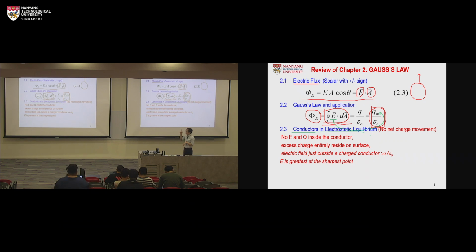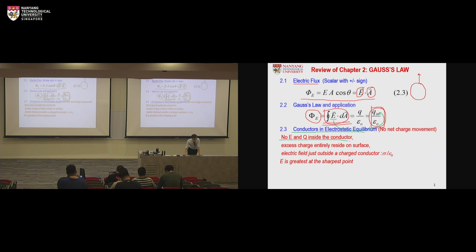And number 2 is for all our discussion within this course, whenever we talk about conductor, it's always conductor in electrostatic equilibrium condition. We don't talk about any out of equilibrium condition. Okay, so these are the 2 points. And once we have this kind of conductor, then we have certain understanding.